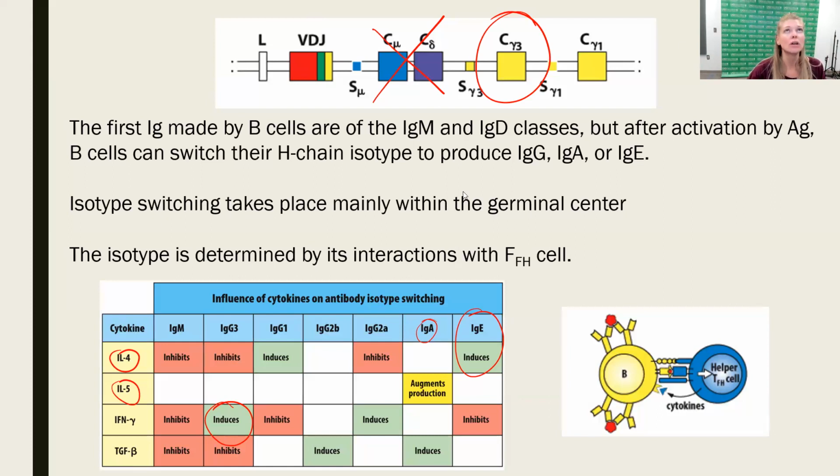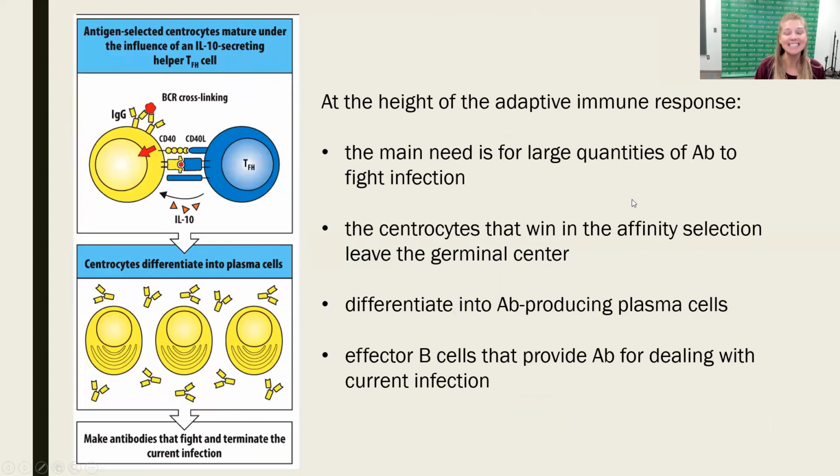Okay, now at the height of the response is for large quantities of antibodies to be produced because they are very central to fighting the infection. The centrocytes that win the affinity selection, meaning those that produced the highest affinity antigen receptor, will go on to leave the germinal center and differentiate into plasma cells.